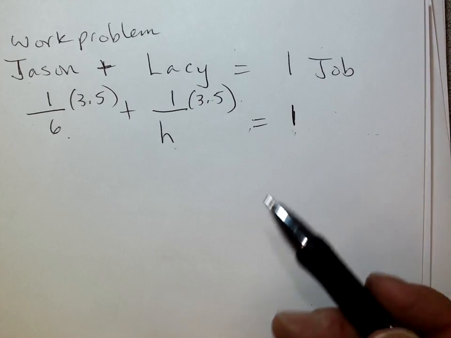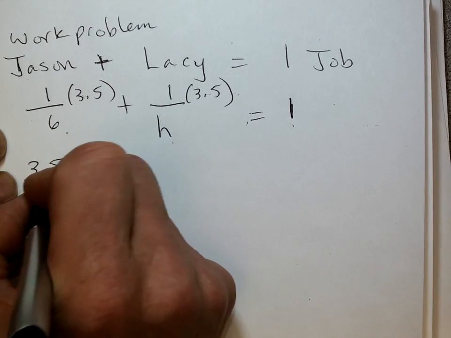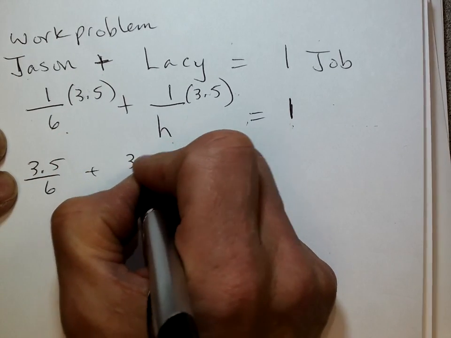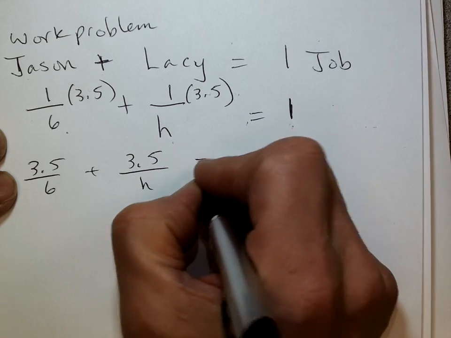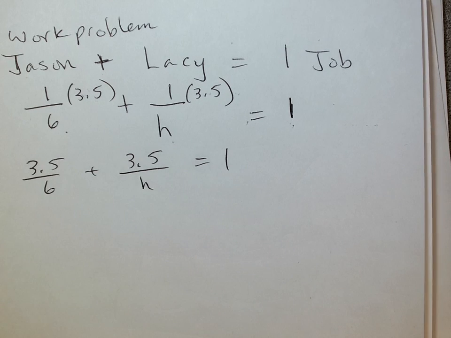Now let's go ahead and simplify this. This is going to be 3.5 over 6 plus 3.5 over h equals 1. I think I can do this problem without a whole lot of work. What is 3.5 divided by 6? I'm going to use my calculator for that. You guys agree? Let's make this number easier.